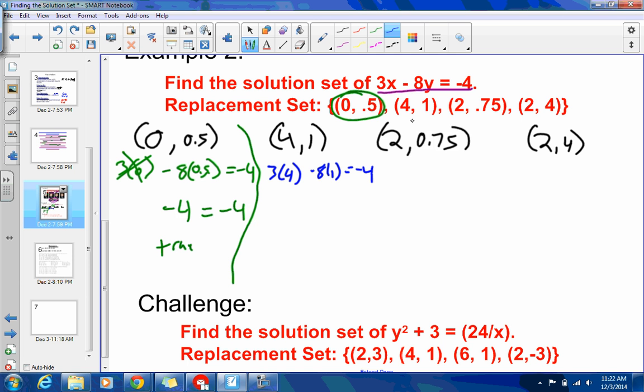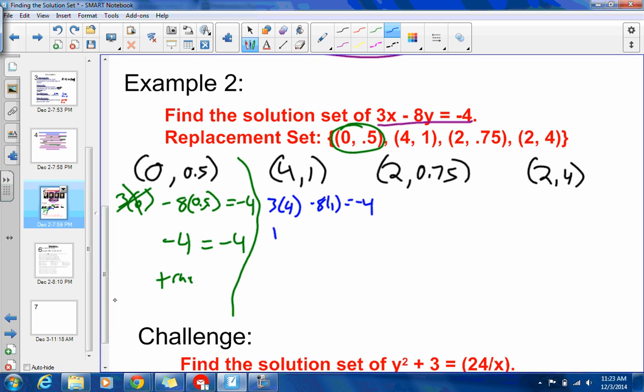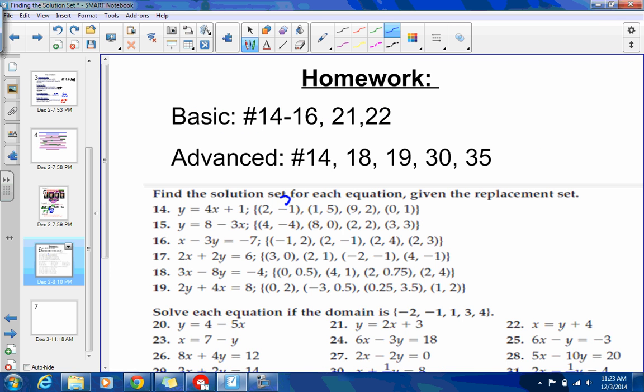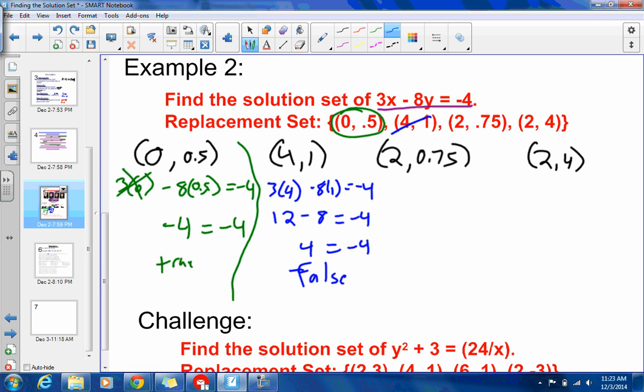All right, and let's solve it. Let's simplify it. Do your multiplication first. 3 times 4 is 12, minus 8 times 1, which is 8, equals negative 4. 12 minus 8 is 4, and that is not equal to negative 4. Those are opposites. So this is a false statement. No good. Cross that out. It's not part of your solution set.